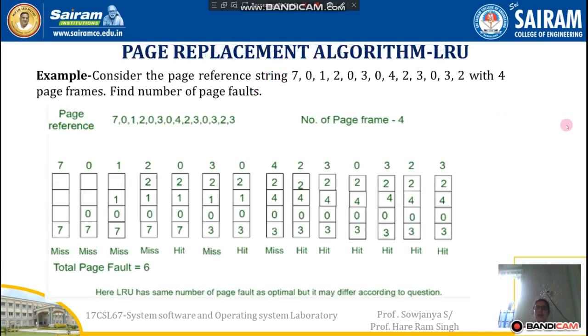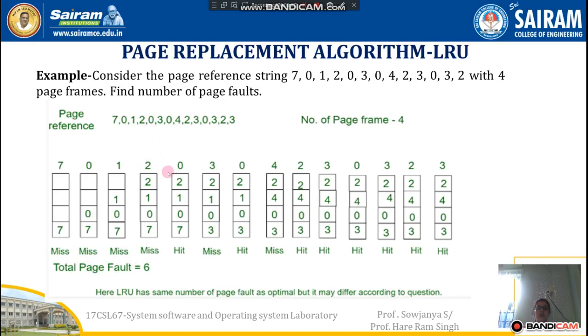Now let us discuss with an example how it is working. Consider I have a reference string, this one, 7 0 1 2 0. This is my reference string. The number of page frames is 4: 1, 2, 3, 4. First you have empty page frames here, so the first 4 pages you are going to insert. The first 4 pages will be misses, so you have 4 page faults here.